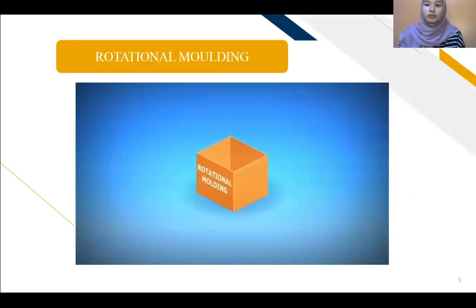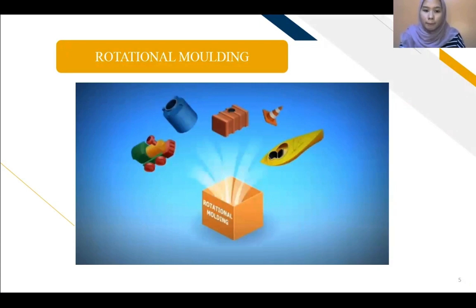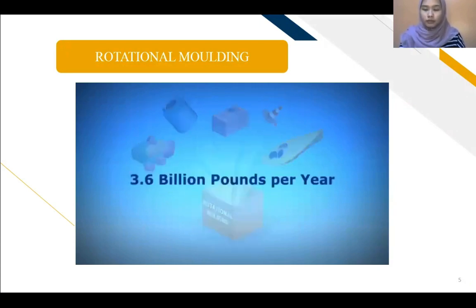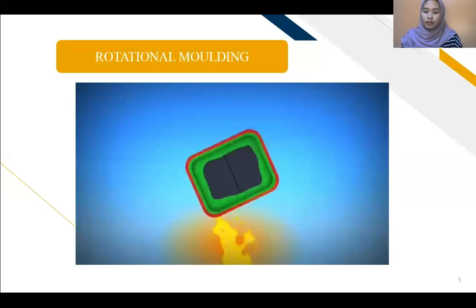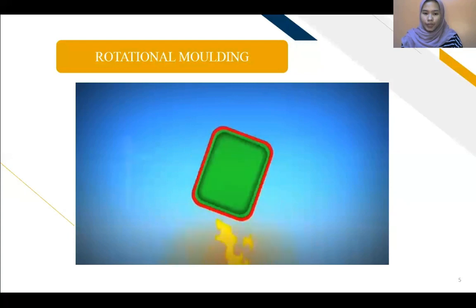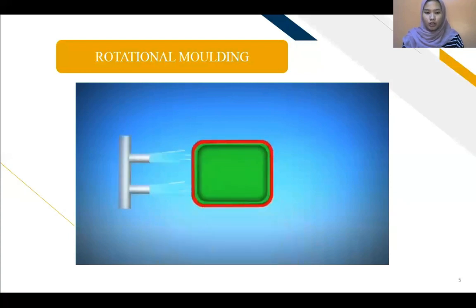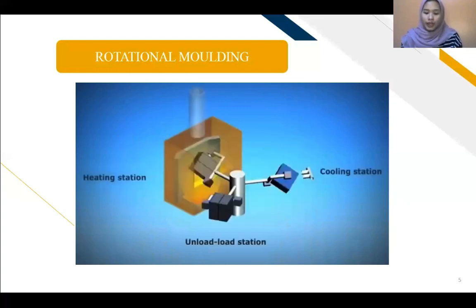Rotational molding. It's how most large plastic products are made. Things like water and fuel tanks, kayaks, road barriers, and toys are all rotationally molded. Over 3.6 billion pounds of plastic are rotationally molded each year. Rotational, or rotomolding, starts by putting plastic powder into a hollow metal mold. The mold is heated in a big oven while being turned. Second, plastic powder melts onto the inside of the mold, which is then cooled. Then the finished part is pulled out and more plastic put into the mold to start the process again.